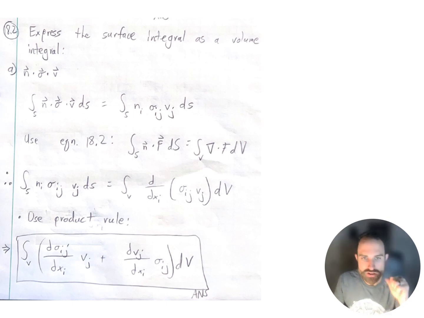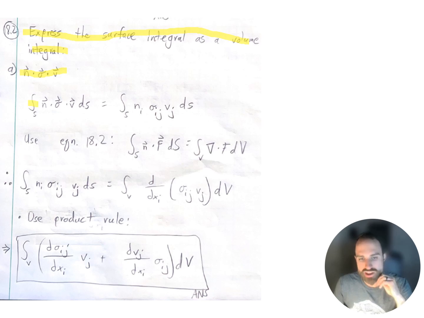Hi everyone, I want to take you through my solution to problem 18.2. We're asked to express the surface integral as a volume integral. So for part A, we got a normal vector, a stress tensor, and a stress vector and a velocity vector.